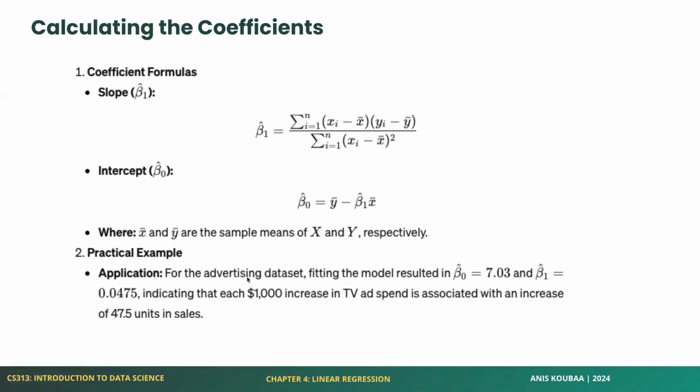And using our advertising data set, applying these formulas, we can find that beta 0 is equal to 7.03, and beta 1 corresponds to 0.0475. And how can we interpret this result right now? It means for each increase of $1,000 in the TV, this will be associated to an increase of 47.5 units in sales, because this is the slope. This indicates how strong the sales will increase when we increase a unit of the budget.